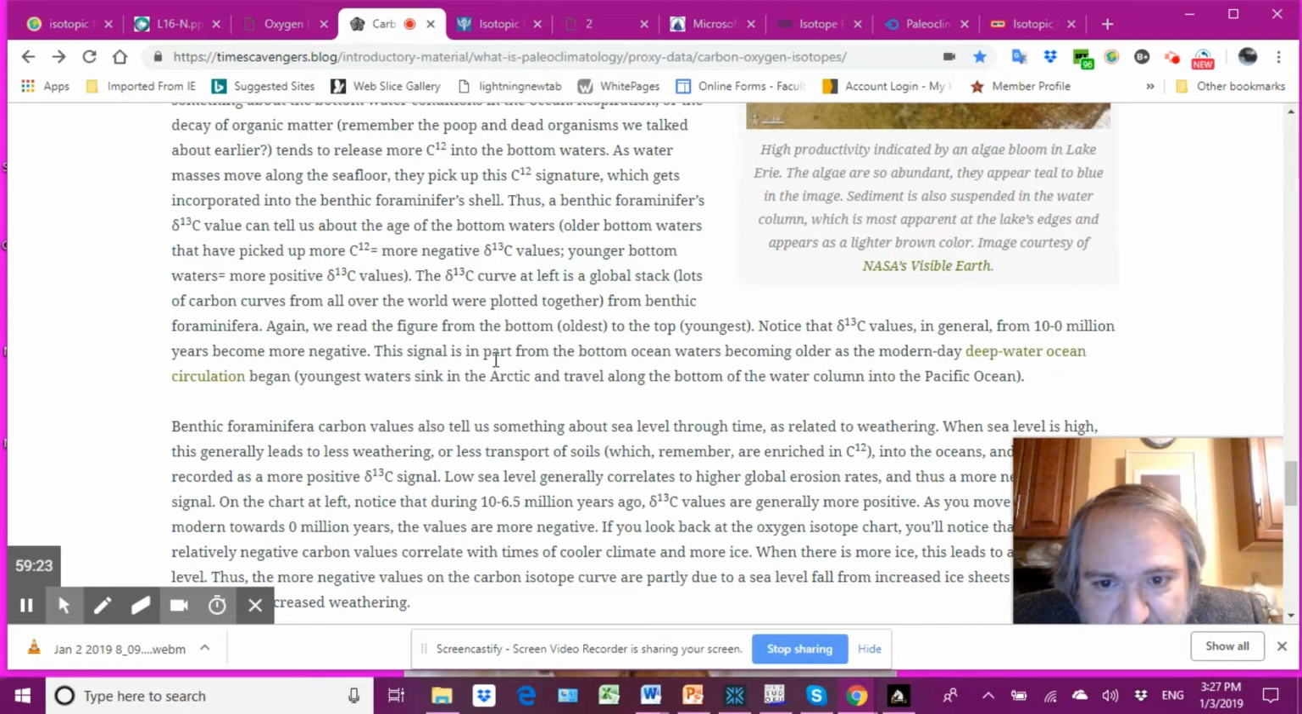This signal is in part from the bottom ocean waters becoming older as the modern day deep water ocean circulation began. The youngest waters sink in the Arctic and travel along the bottom of the water column into the Pacific Ocean. This was basically starting, when you start thinking about it, the Earth really started entering into the cooling down phase over the last several million years. And we're actually seeing this with our isotopic signatures.